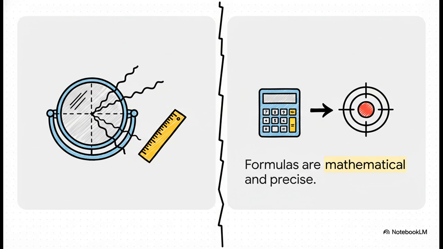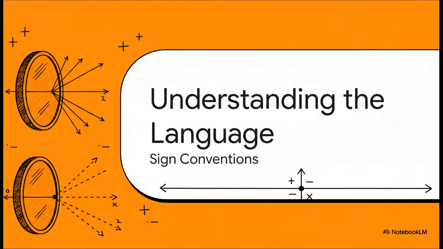Formulas give us the precise position, the exact nature, and the correct size of the image, which is so important for solving numericals correctly. Now, before we even touch the formula, we must first learn the language of mirrors. This means we have to understand the key terms and, most importantly, the rules of the sign convention. Getting this part right is the very first step to solving any problem correctly.